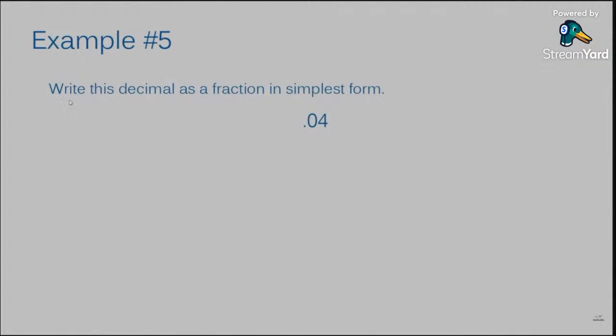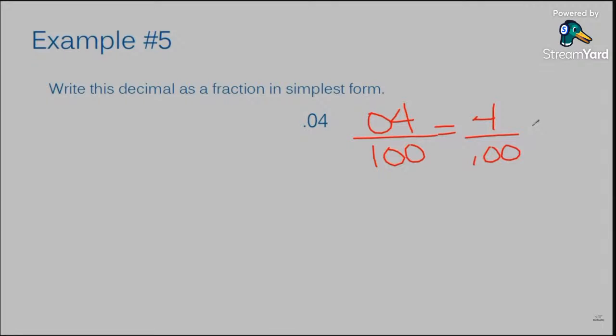Example number 5 says, write this decimal as a fraction in the simplest form. Okay, we have a 2-digit number. We're dealing with the hundredths place again. So that means I'm going to write what I was given over 100. I do not need to write this 0 in. Whenever we're dealing with whole numbers and there is a 0 out to the front or the left side, you do not need to include that number. So I can rewrite this as 4 over 100.